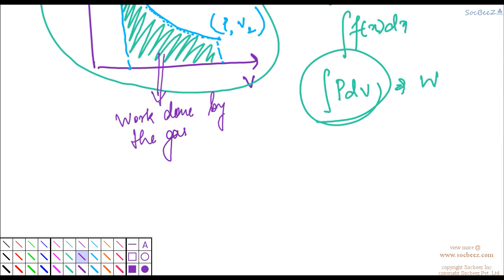And this is true for each and every graph, each and every process. The area under the PV graph of the gas for the process gives us the work done by the gas in that process. Okay.